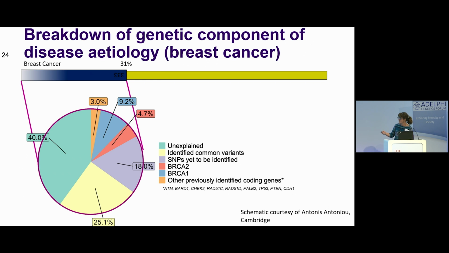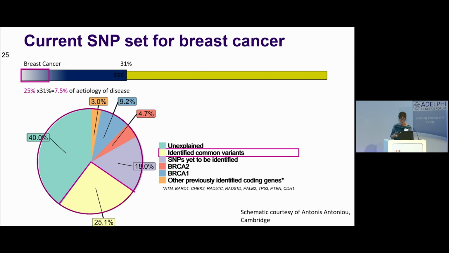Cambridge. So in terms of your common variants, the polygenic risk score that we have already is shown in yellow. That's about 25% of that heritable chunk. So that's 25% of the 31%. So the current PRS for breast cancer is telling us about 7.5% of what's driving the etiology, what's driving whether breast cancer will occur or not.